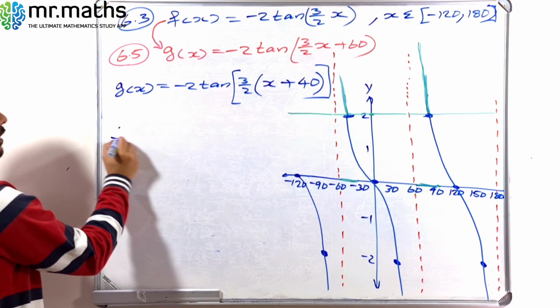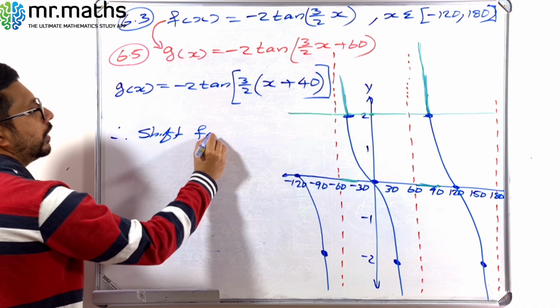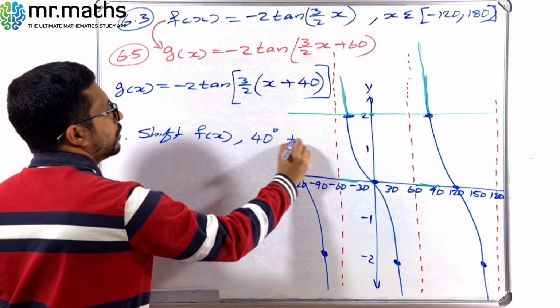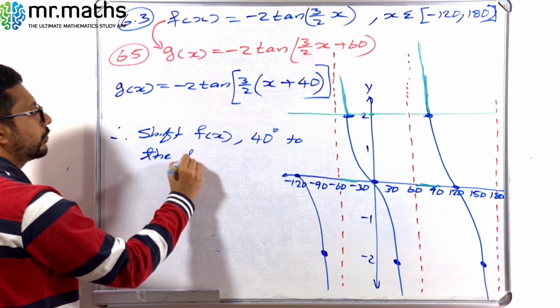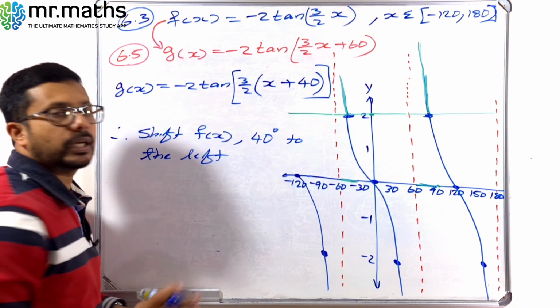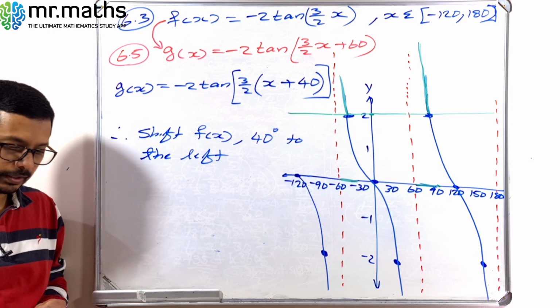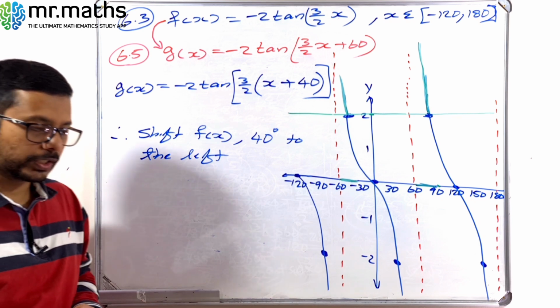So you have to write, therefore, shift f of x 40 degrees to the left. That's the answer. Okay, shift f of x 40 degrees to the left. So guys, that is question number 6.5.